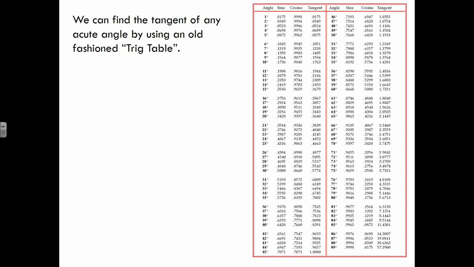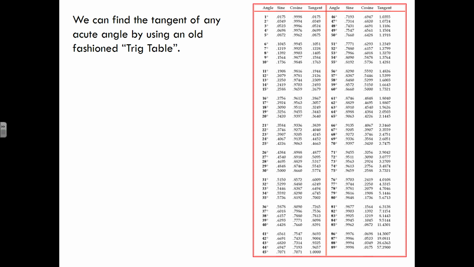Okay, now, here's the thing. We're going to want to be able to look these things up. We want to know exactly what the tangent of, say, 26 degrees is. And I could use an old-fashioned table like this and say, okay, here's the tangent column, and here's 26 degrees, and it looks like the tangent of 26 degrees is 0.4877.